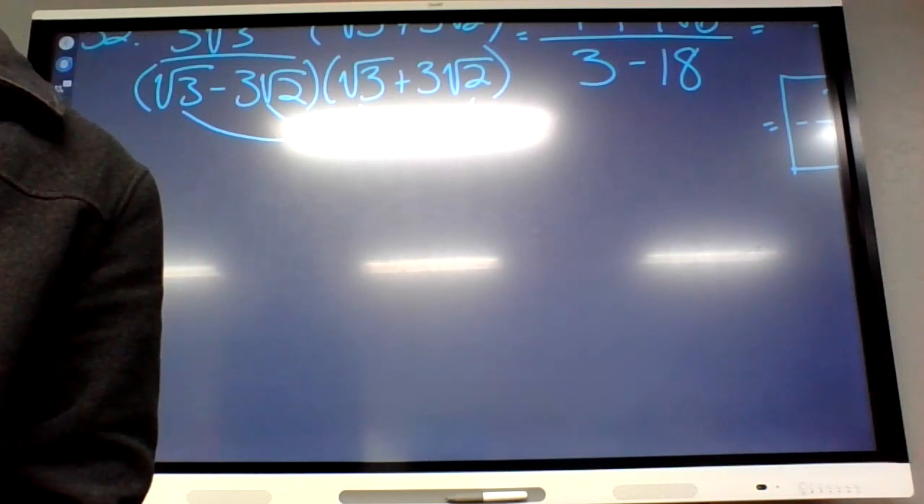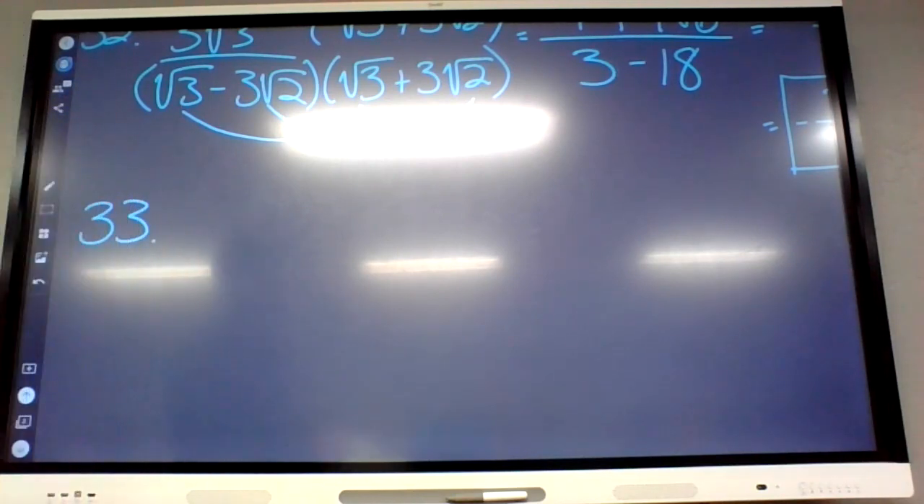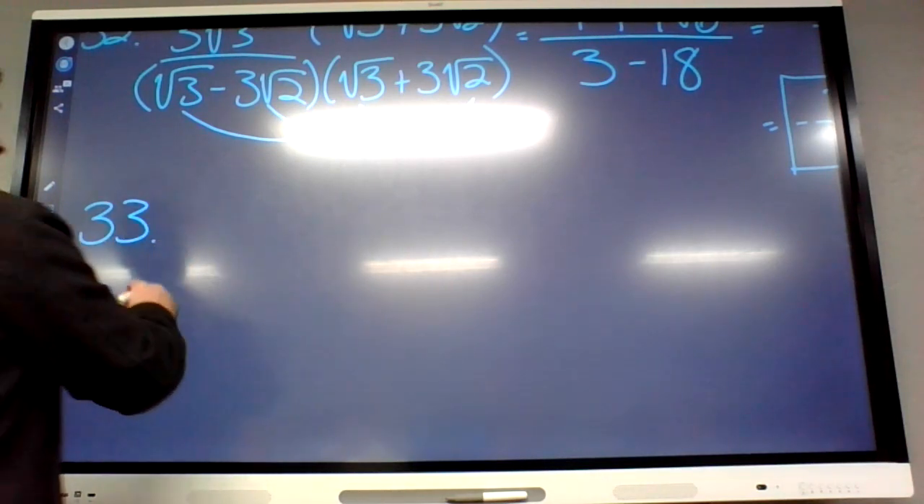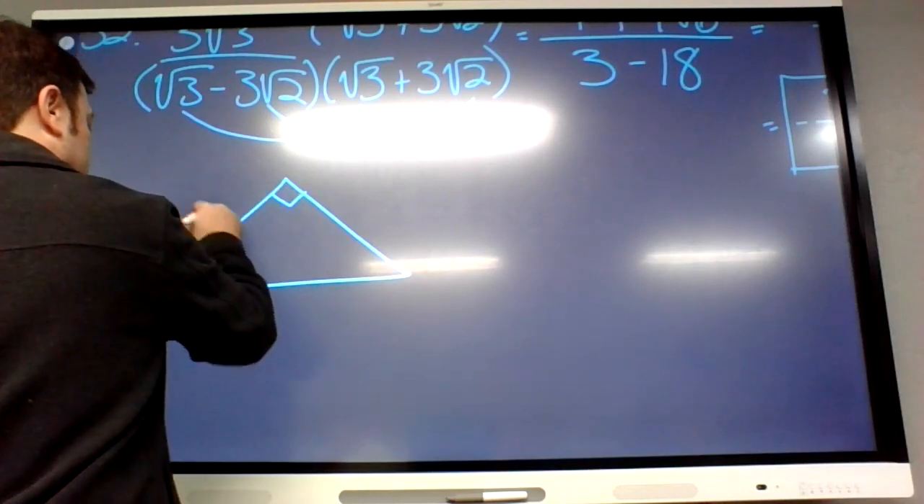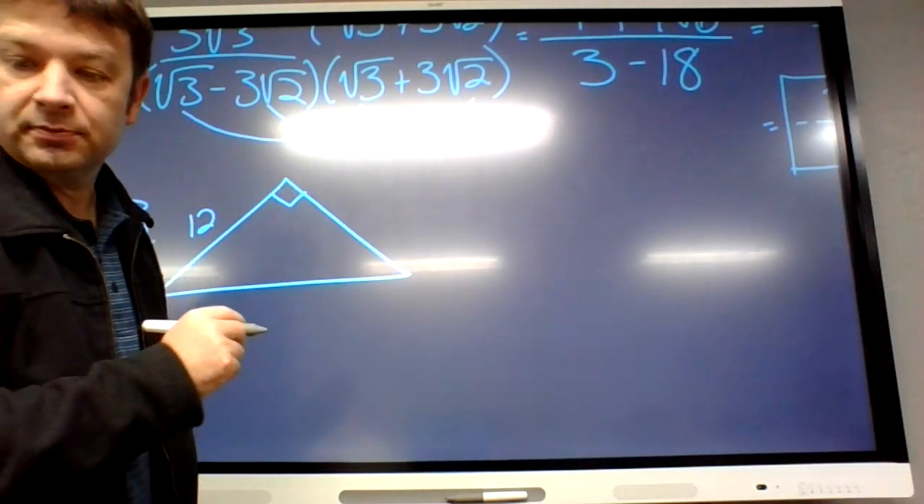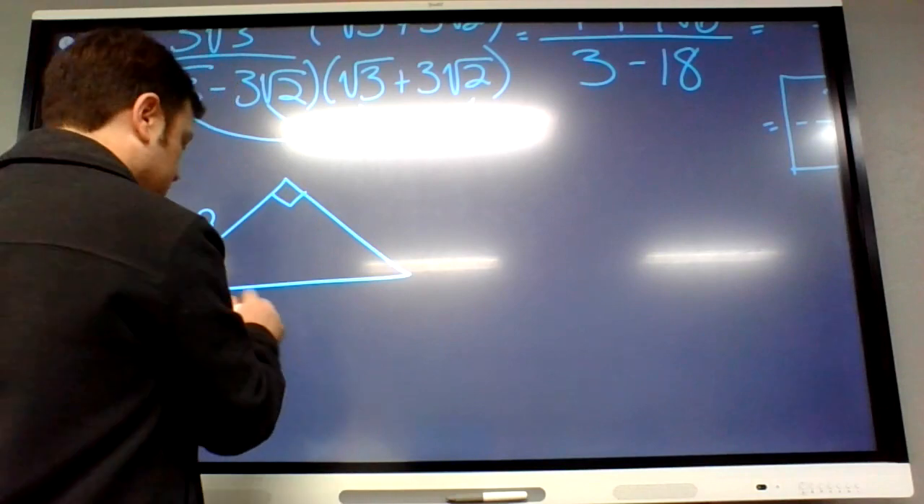All right, do you guys remember Pythagorean theorem? I was thinking we're going to do a worksheet on that tomorrow. 33 says find the missing length. What's the Pythagorean theorem?